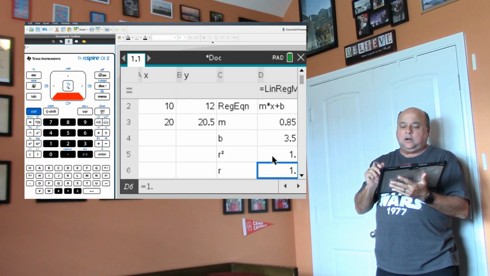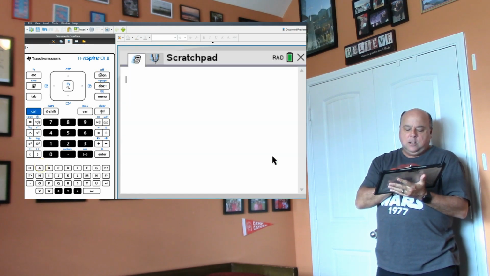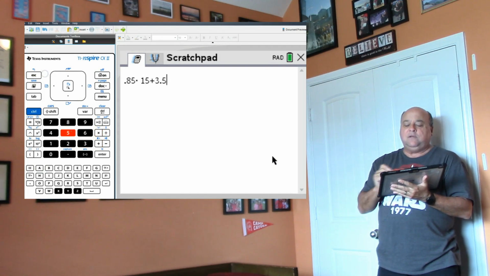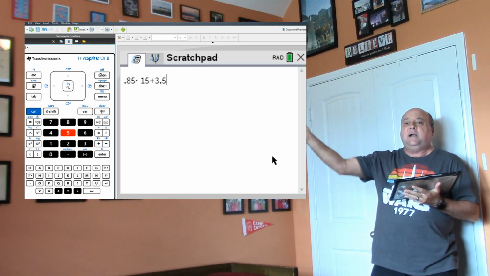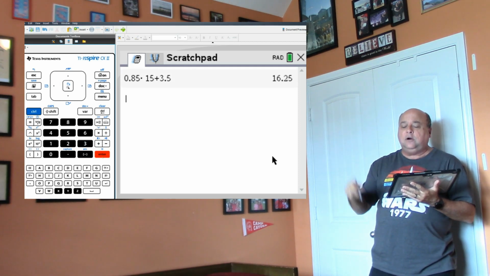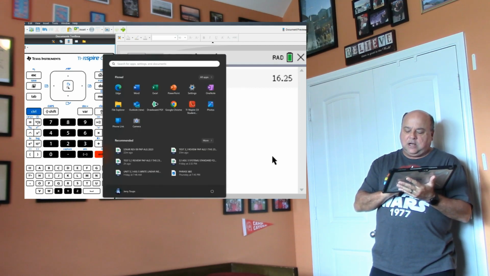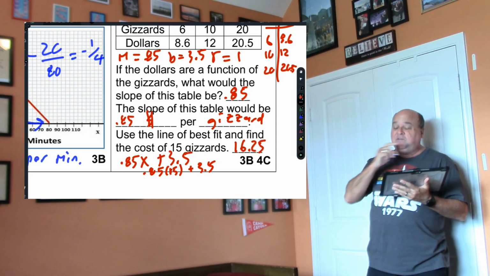So I'm going to go to my calculator. I'm going to hit Home and A so I can calculate 0.85 times 15 plus 3.5. So I'm getting 85 cents a gizzard. I'm going to get 15 of them, but I start off at $3.50, hit enter, I get $16.25. So $16.25 would be the cost of 15 gizzards.